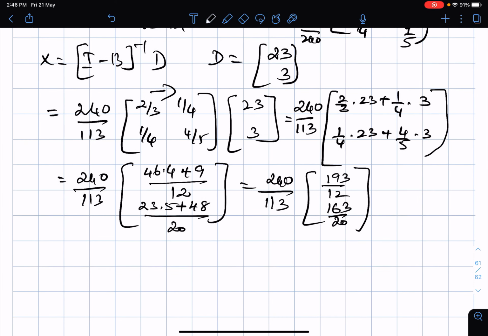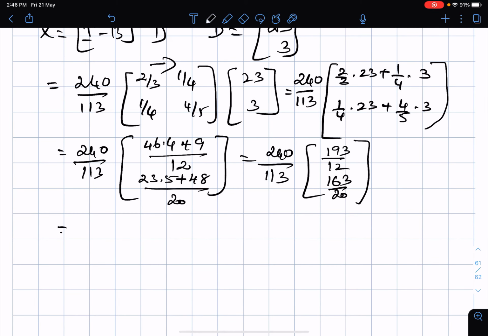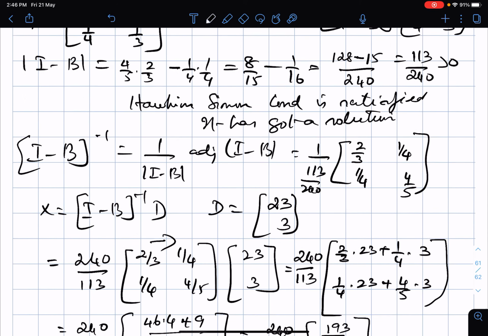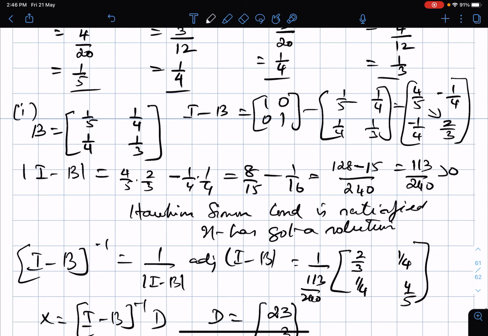So taking the 240 by 113 inside, you will get 193 by 12 into 240 by 113. Similarly 163 by 20 into 240. So cancelling this it gives 20, and here when you cancel it gives you 12. Now using your calculator, when you multiply you get the answer as 34.16 and 17.31, and this is going to be your output for sector 1 and sector 2.